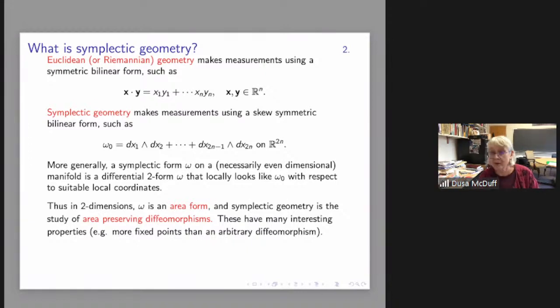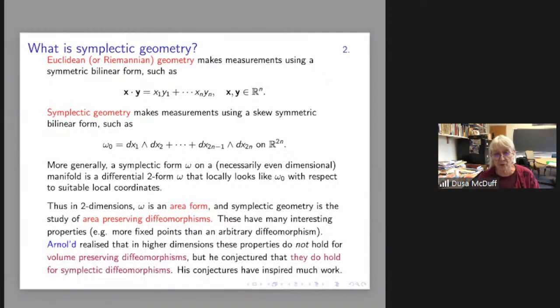And they have many interesting properties. For example, they have more fixed points than arbitrary diffeomorphisms. And those properties extend to symplectic geometry in higher dimension. They don't extend to volume preserving diffeomorphisms, but Arnold realized that carefully chosen things do extend to symplectic diffeomorphisms. And his conjectures, which date from about the 1960s, have been very influential in symplectic geometry.